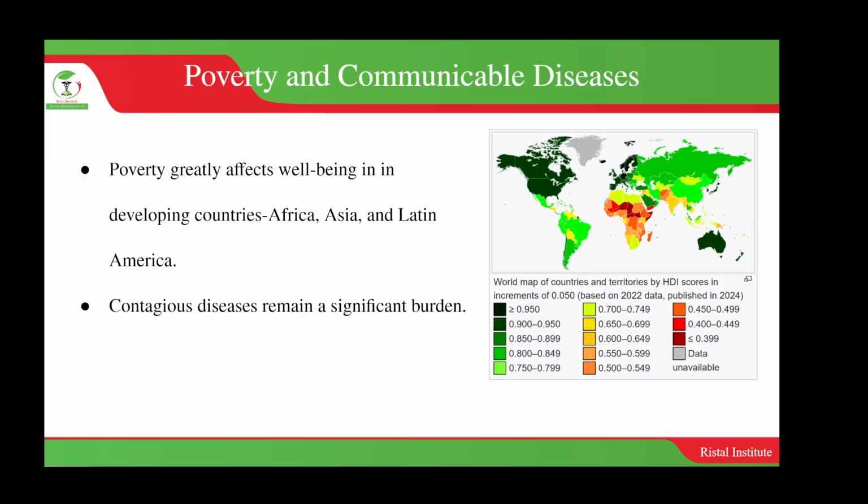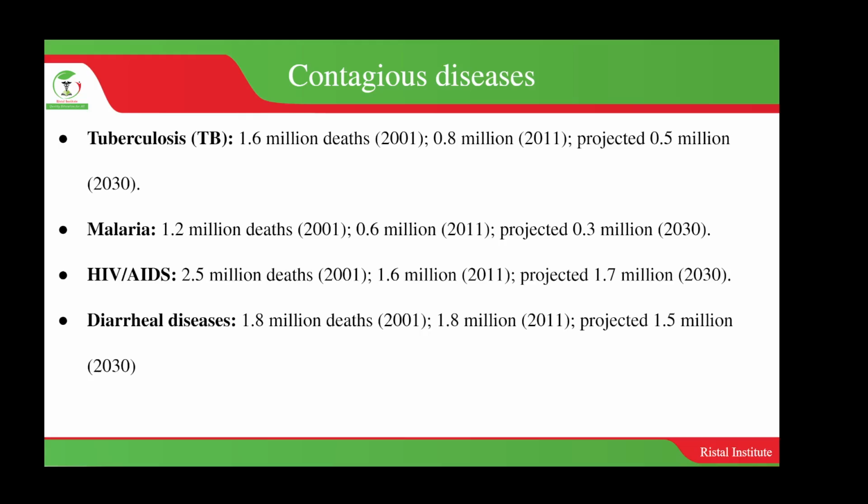Generally, communicable diseases pose a significant burden to health systems in developing countries in Africa, Asia, and America, and these diseases are driven by poor living conditions associated with poverty. TB, malaria, HIV, and diarrheal conditions are some of these communicable diseases. Here we are terming them contagious diseases. You can see that the numbers of deaths attributable to these conditions are in millions.